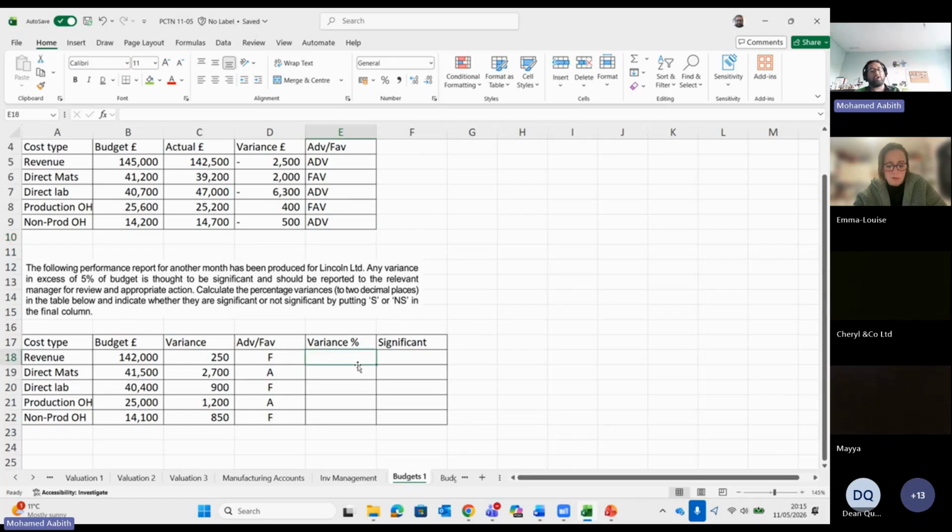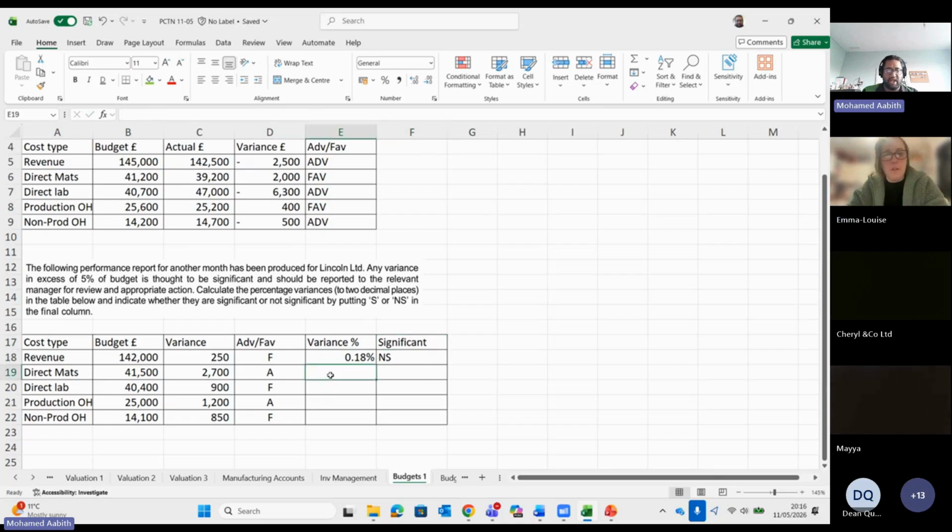So here, how do we calculate the variance? Remember, the variance percentage is the variance divided by the budget. So this one is going to be that number divided by that number. But you want to change that to a percentage, so change that using the percentage format here. It wants to be in 2 decimals as well, so let's increase the decimals. It is 0.18%. Is that going to be significant? No, it has to be above 5%. So this is going to be non-significant.